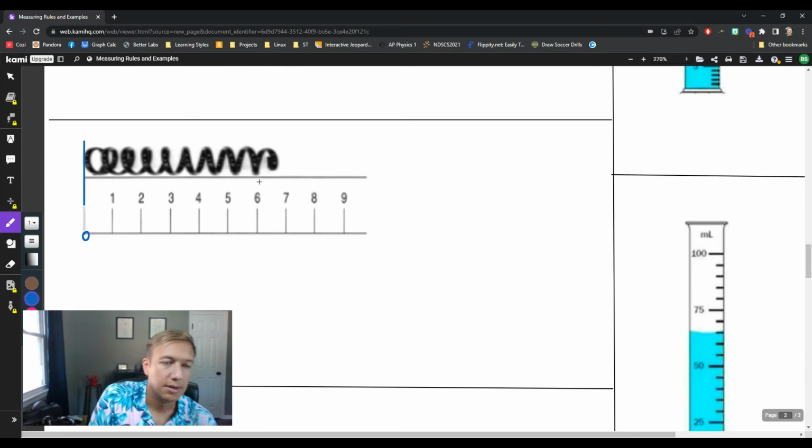So back here, the spring's at 0. Then I go to the end of the spring somewhere in there. I'll try to get it lined up. There we go.